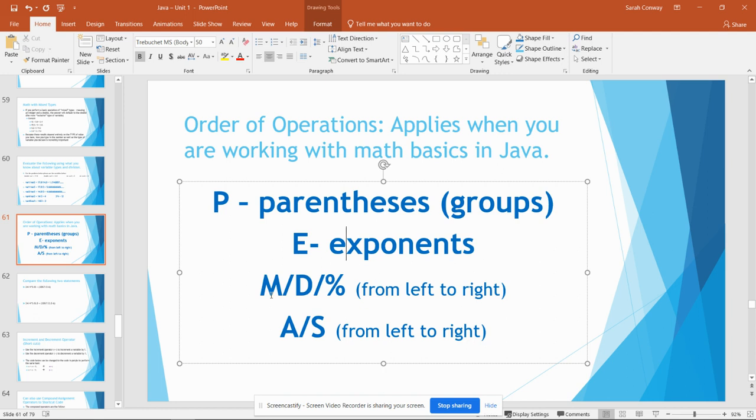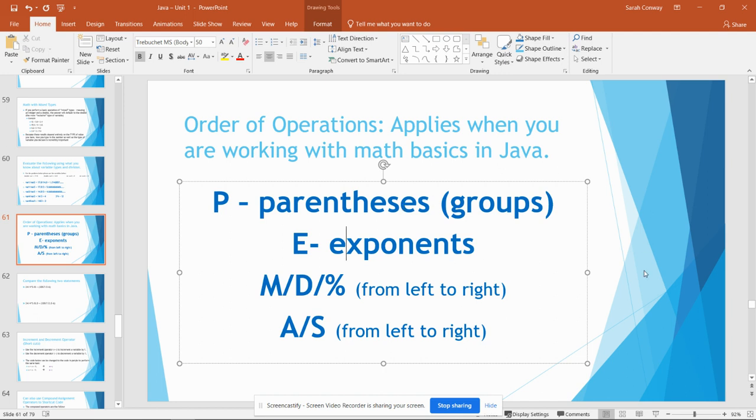And then here, when you see M, D, and modulus, we're just going to work multiplication and division from left to right, along with the modulus. So we just go left to right, and we perform whatever operation we find. And then finally, we would end with addition and subtraction from left to right. So keeping this in mind is important because when you give your computer instructions, you need to make sure that you communicate those instructions well.